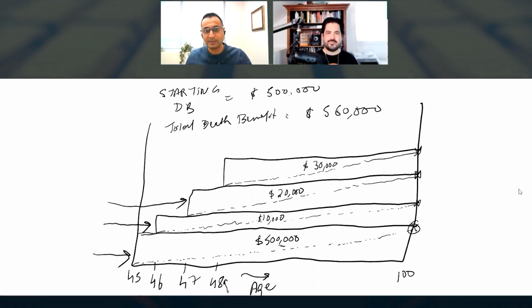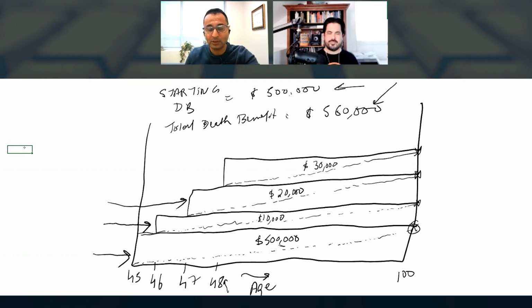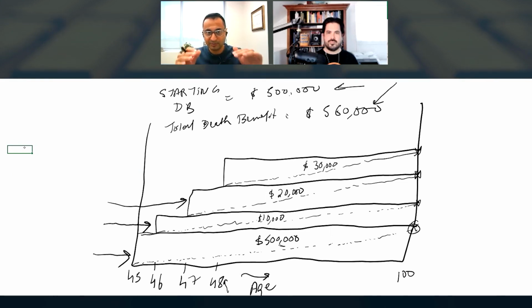So this person started the policy at age 45 and the starting death benefit was $500,000. Now, by virtue of how we designed the policy, he's had the policy for 3 years now. He's age 48. The death benefit has increased to $560,000. So this is the total death benefit in the policy. Now, I'm going to talk about accessing money from the policy in this particular example.